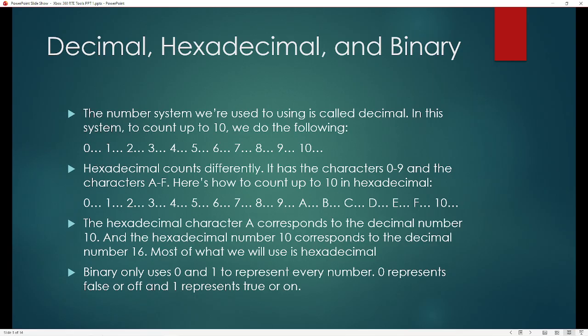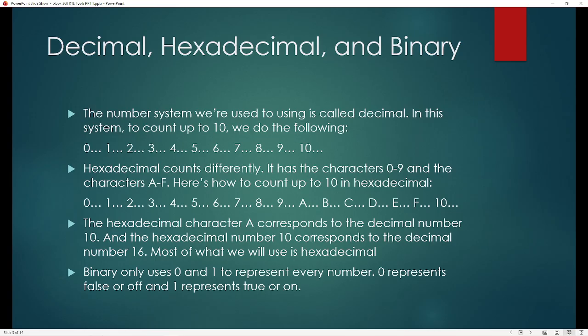However, hexadecimal is a little different. It includes the characters 0 through 9 and the characters A through F alongside. Here's how to count up to 0x10 in hexadecimal. 0, 1, 2, 3, 4, 5, 6, 7, 8, 9, A, B, C, D, E, F, 10. The hexadecimal character A corresponds to the decimal number 10, and the hexadecimal number 10 corresponds to the decimal number 16.